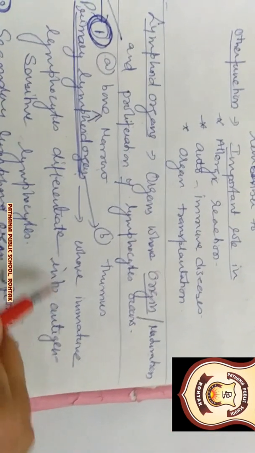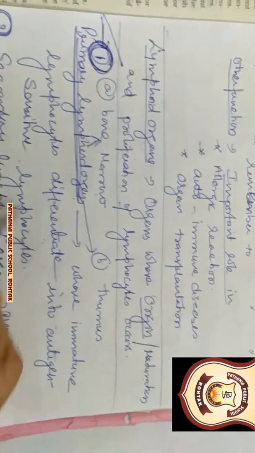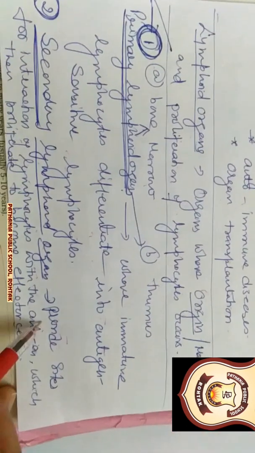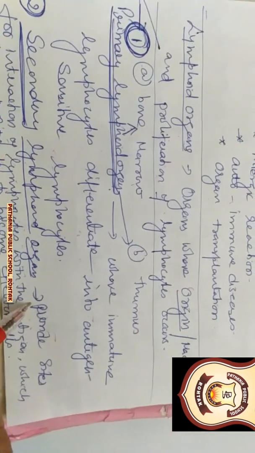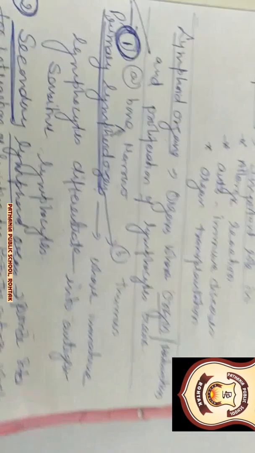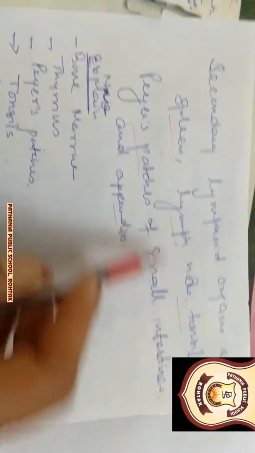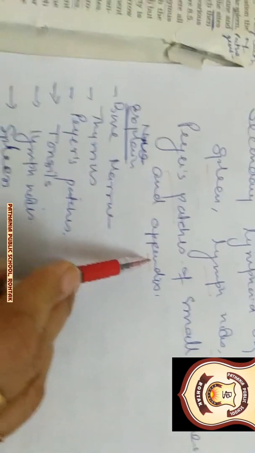Where the lymphocytes differentiate into antigen sensitive lymphocytes. Secondary lymphoid organs provide the place where the lymphocytes interact with the antigen and then proliferate as effector cells. Examples of secondary lymphoid organs are spleen, lymph nodes, tonsils, Peyer's patches of small intestine and appendix.